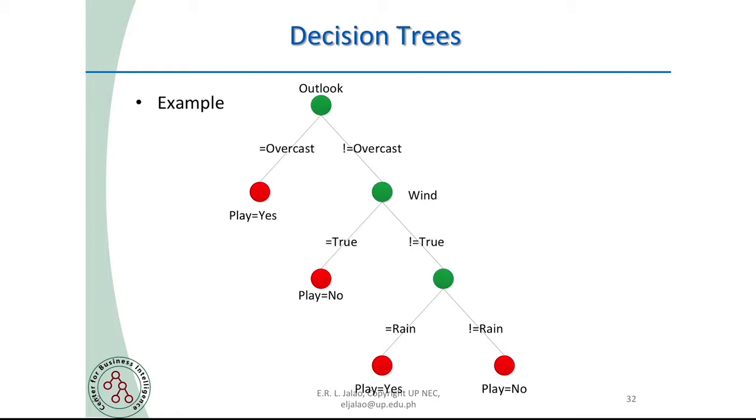On the other hand, if we move right, if outlook is not equal to overcast, we look at a different predictor variable, which is wind. If wind equals true, or if it's windy, then play equals no. Otherwise, if wind is not true, if it's not windy, then we look at the last variable, which is if it's raining. If it's raining, we play. Otherwise, if it's not raining, we do not play. So that's an example of a decision tree in which we start off with the root node from the top and we go down to each individual prediction.